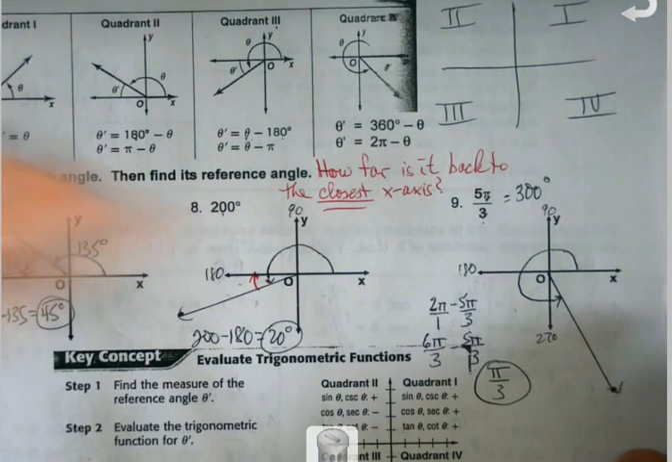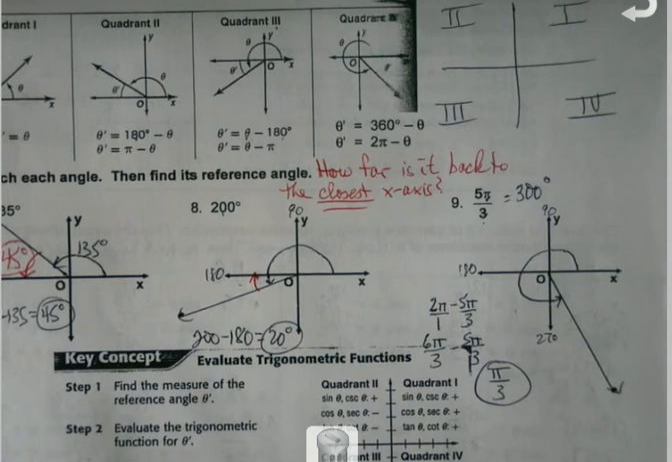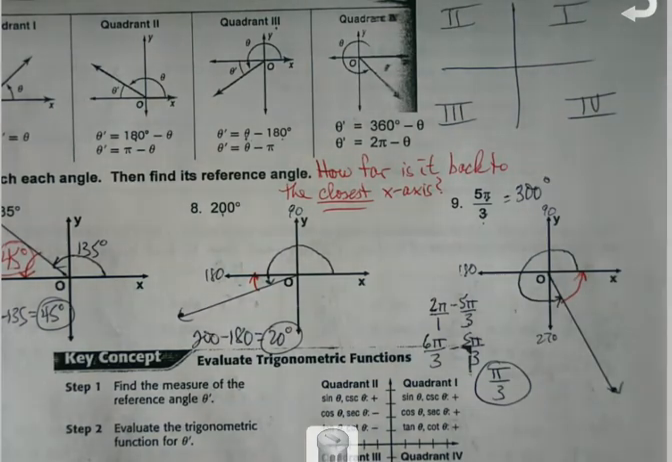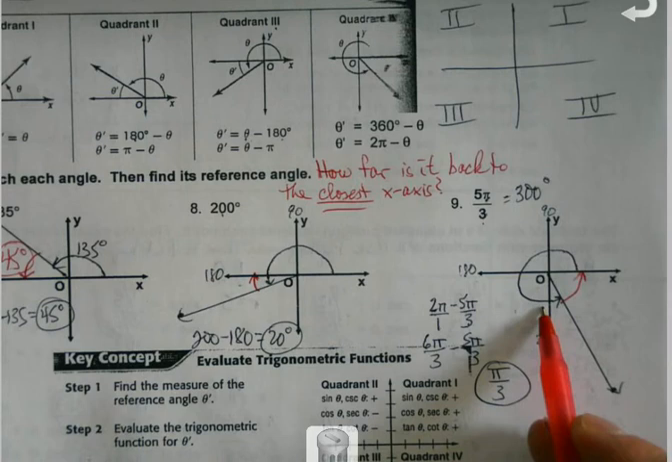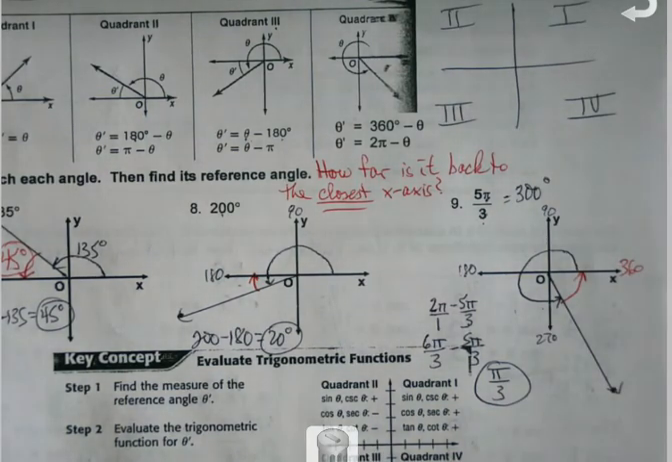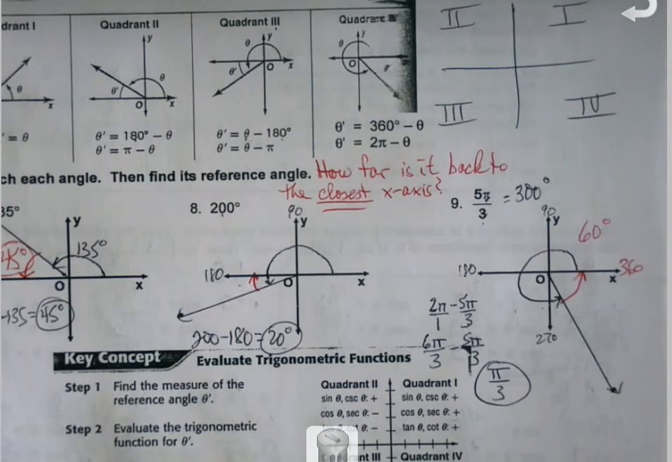And here's the first one we have to be a little careful on. How far is it back to the closest x-axis? Not any axis. Back to x. If this is 300, getting back to x would get me to 360. It's 60 degrees. But if you do the degrees, you must convert back to radians.